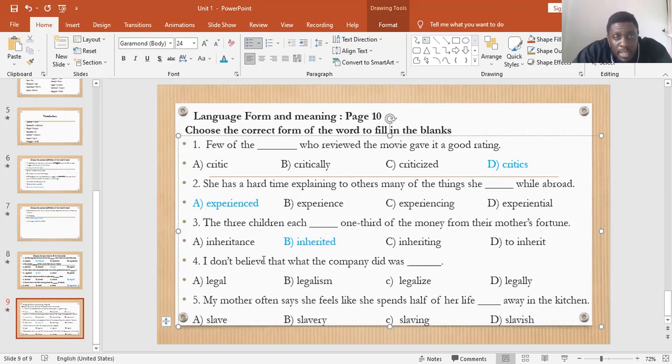Number four: I don't believe that what the company did was legal. Most of the time with a company it's about legal. Number five: my mother often says she feels like she spent half of her life slaving. I know you know the meaning of slave, but slaving doesn't mean you were a slave. It means maybe you're working very hard, like slaving away in the kitchen.